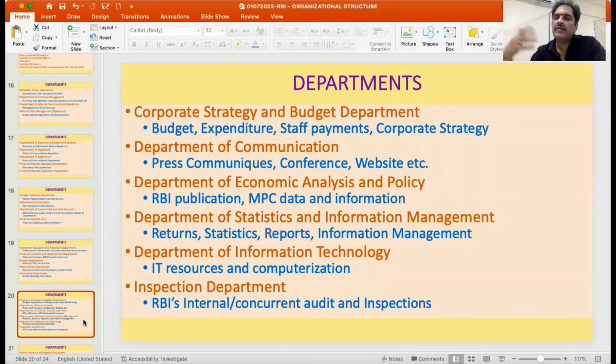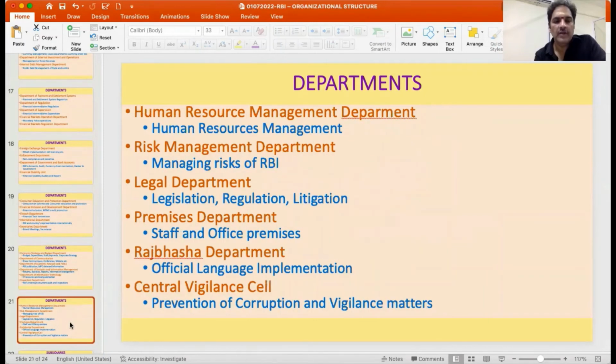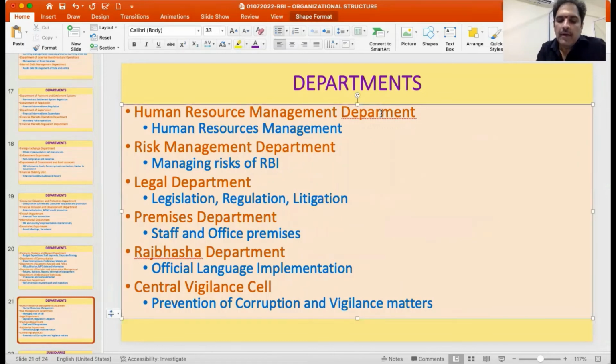Then just like we take up inspection of other offices, we have our own inspection department which conducts inspection of all the internal branches, offices, etc. of Reserve Bank of India. So that is handled by a department called the inspection department. Then staff matters, postings, transfers, etc. are all handled. Then pay, perks, etc. are handled by the human resources management department.